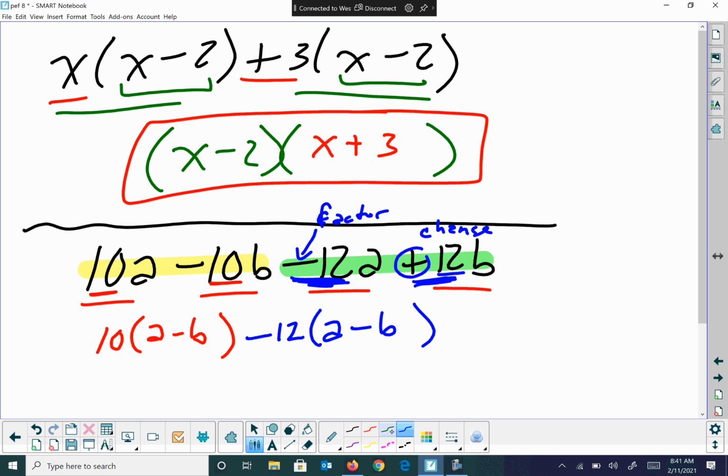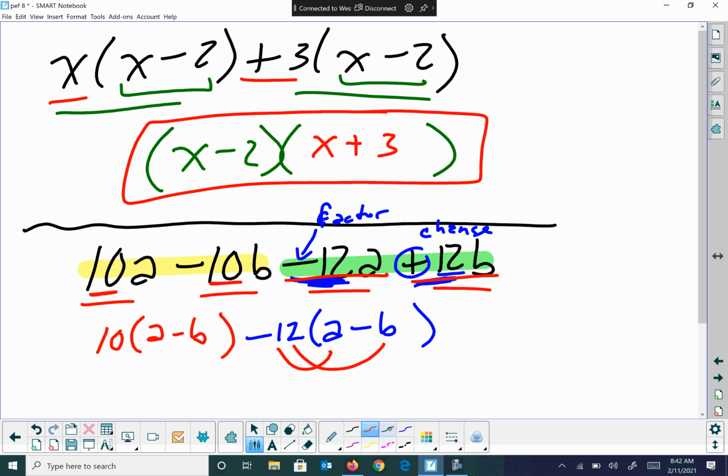Okay, now let's think about this real quick. I'm going to erase this in a sec. If I go negative 12 times A, do I get negative 12A? And if I go negative 12 times negative B, do I get positive 12B? So that's kind of sometimes a trick. I didn't mean to throw that curveball in.